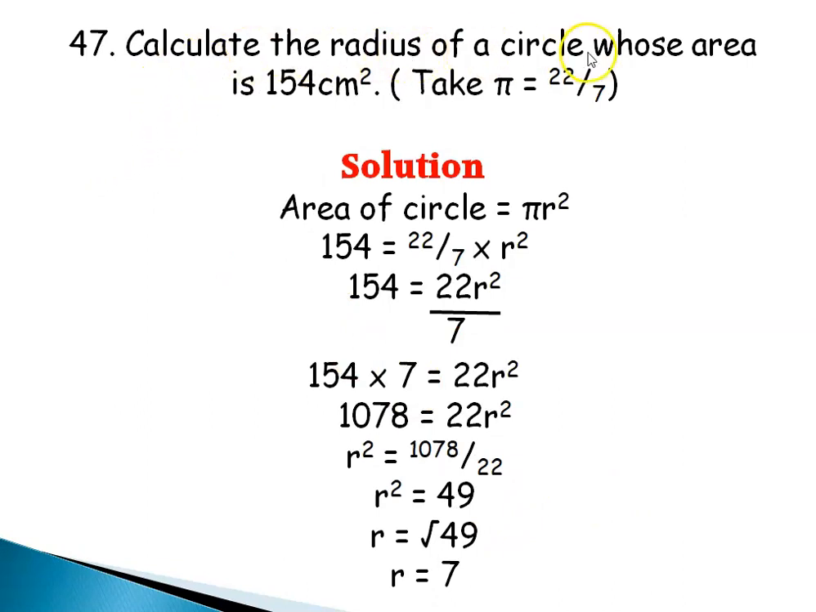Question 47. Calculate the radius of a circle whose area is 154 centimeters square. Take your pi to be 22 over 7. Alright, the formula for area of a circle is pi r square.